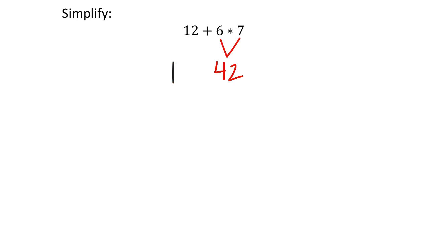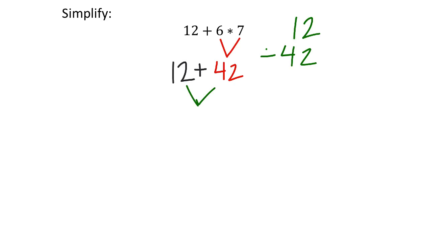Now, rewriting this, 12 plus 42, because we just did the multiplication. It is gone. It has a value of 42. And you guys can see that I'm manipulating this math sentence to be what I want it to be. And what I really want it to be is one individual value, okay? So now that we did the multiplication, I've only got one more operation left, and that's the addition. 12 plus 42.